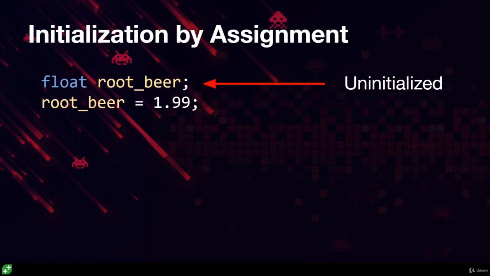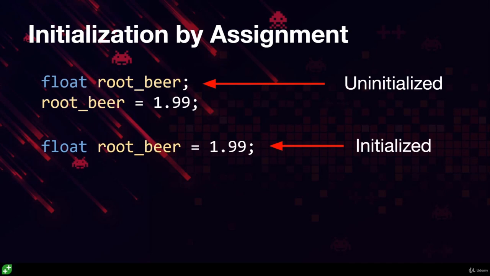In general, it's really not a good idea to have uninitialized variables. We can avoid this situation altogether by declaring and initializing a variable all at the same time on the same line like this. So root beer starts off initialized from the get-go. It's typically a good idea to give variables default values like this so they never start off with garbage data.